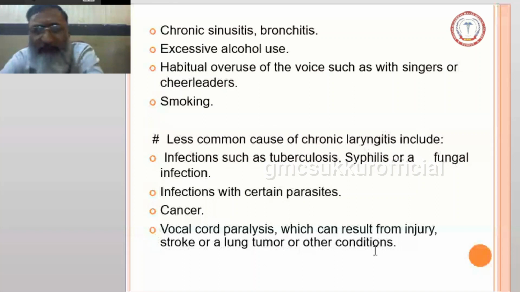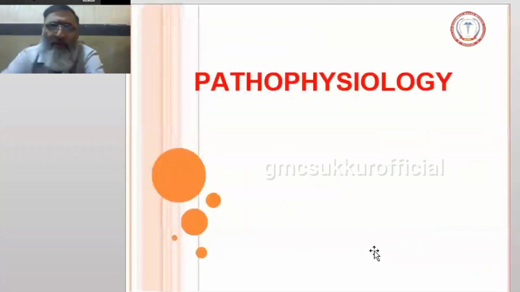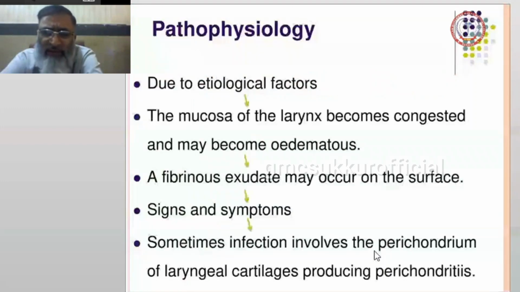And when there is a brain tumor, it affects the whole vagus nerve and causes paralysis. Now the pathophysiology: due to etiologic factors, the mucosa becomes congested and may become edematous. A fibrinous exudate may occur on the surface. The symptoms will be the change in the voice, meaning hoarseness, and pain. Sometimes there is infection of the perichondrium and the laryngeal cartilages, which is perichondritis. Now, perichondritis is always very painful because the perichondrium is richly supplied by nerves.